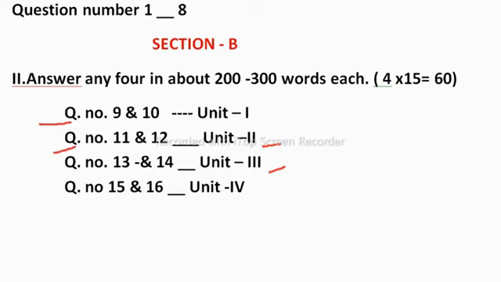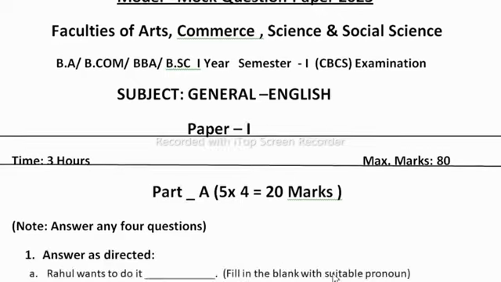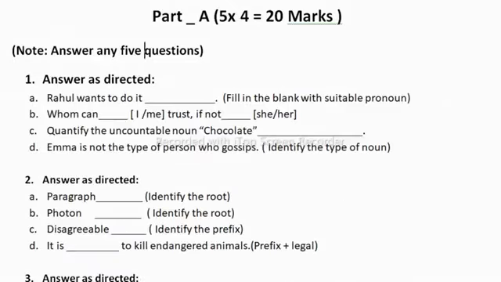So as I told you, if you learn any 5 or 4 summaries out of 8, easily you can score in your exam. So now let's start our model paper. As I told you, in part B you are supposed to do any 5 questions out of 8. So now let's start. Note here, answer any 5 of the questions.